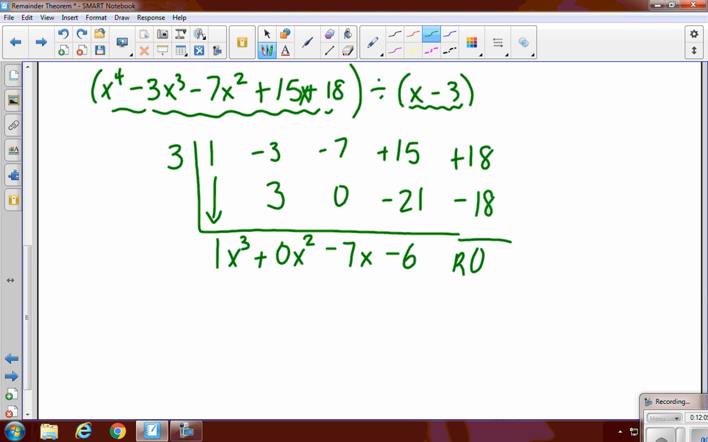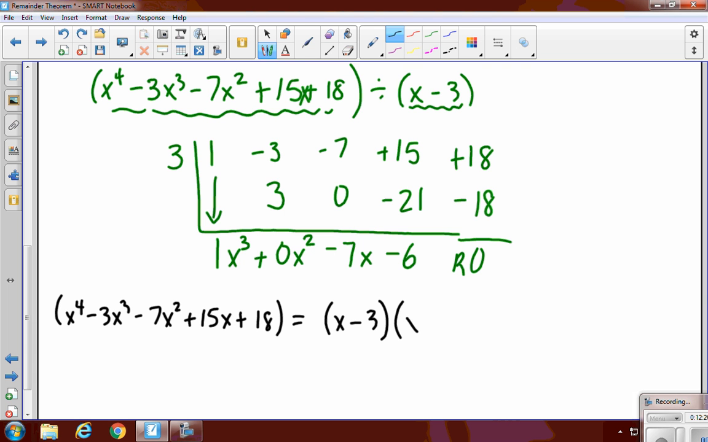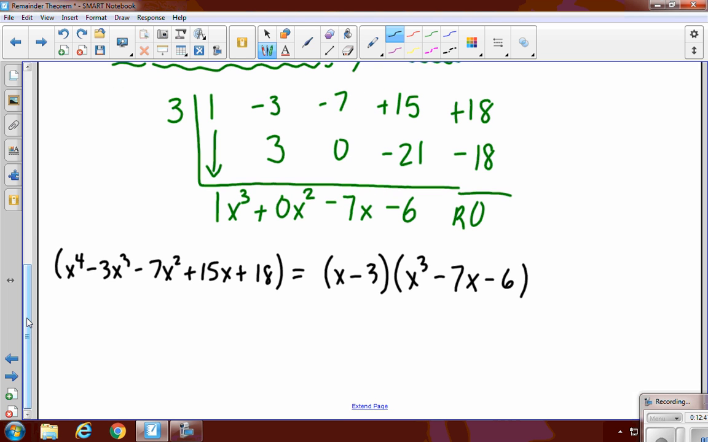So now we just look at it, and we basically determined that x to the 4th minus 3x cubed minus 7x squared plus 15x plus 18 would equal x minus 3 multiplied by x cubed, I got a 0x squared, so that doesn't count, minus 7x minus 6. So if I multiply these two factors on the right, I'm going to get this big thing on the left. But now we look at it and we're saying, okay, x minus 3 can't factor anymore, but can this thing?